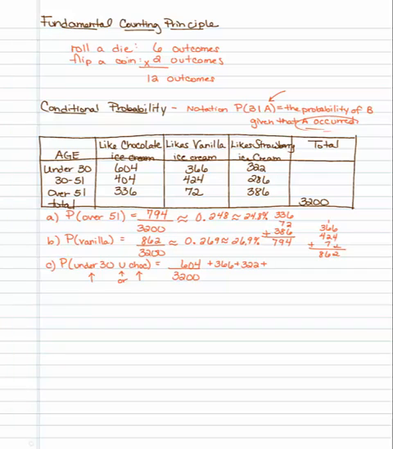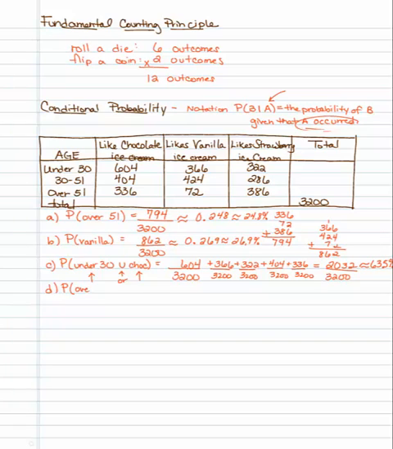Now I've already counted the 604. Those are the people who like chocolate, but there's 404 more, and then 336 more who like chocolate. Technically, I'm adding all of these up and getting a total of 2,032 out of 3,200. About 63.5% of the people are either under 30 or they like chocolate ice cream. Part D is, we're going to use an and.